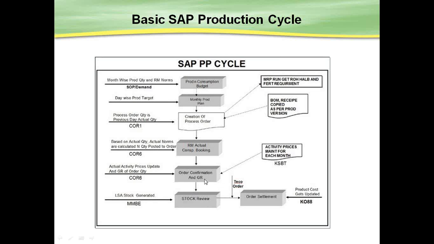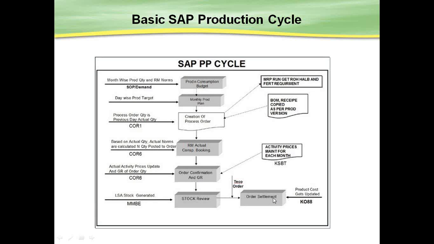After the goods are received, you will be able to see stock in your company or in the plant. Then after that, TECO means technical completion. It means that the order is completed and nothing is remaining. Then last is order settlement.